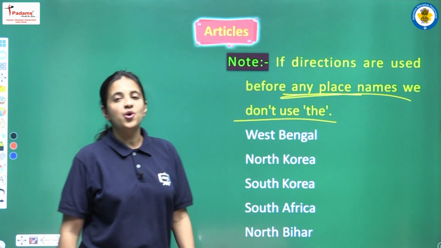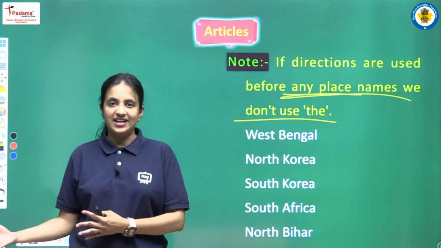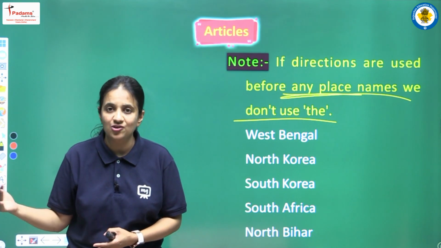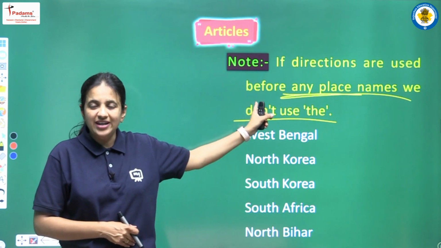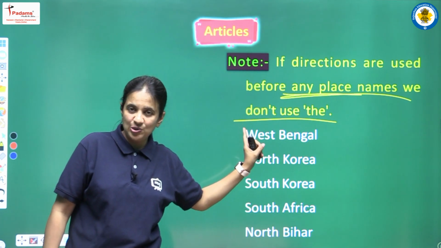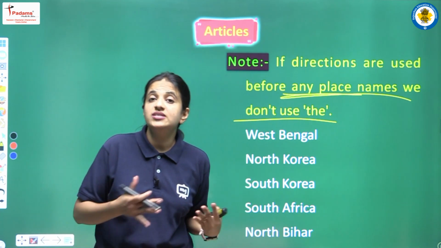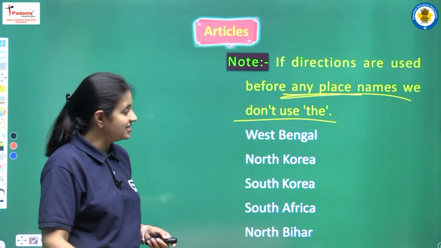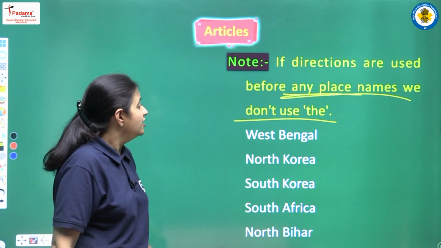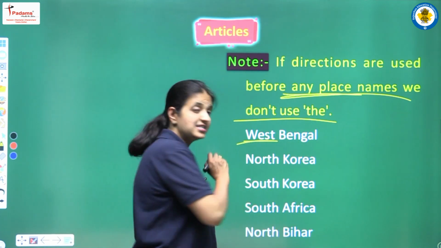So yes, in this point we have discussed, we have read till now that if we are having the directions like east, west, south and north, then we have to use the. But this important note that is given to us says that if these directions are associated with any place, then we cannot use the. Let's see the examples to clear this thing. So here we are having West Bengal. So yes, west, this is the direction.